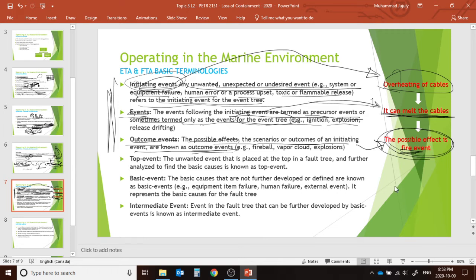Basic event. The basic events, or basic causes, are those that are not further developed or defined. That means the ultimate system failure, human failure, or external event. For instance, here the basic events could be the fire event, or the electric short circuit and there is no power at all. That would be the basic event. That means if you go through this cause, the final event you get is the basic event.